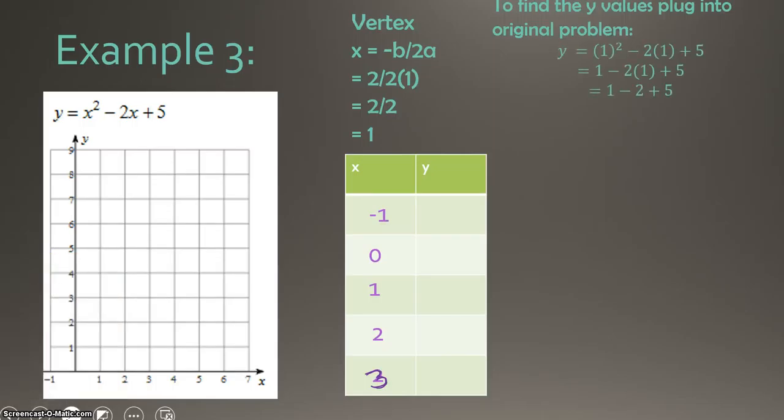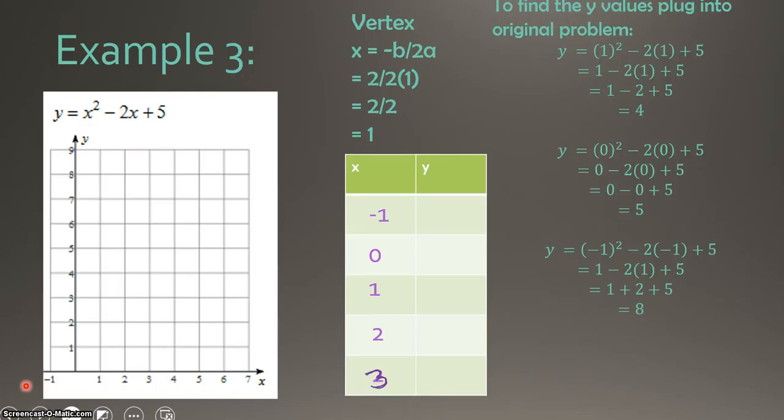So then I plug into my problem and simplify, and I get, for the vertex, when I plug in 1, I get 4, then when I plug in 0 and simplify I get 5, then when I plug in -1 and simplify I get 8. Now I can go back to my table and fill in those numbers and reflect it over the bottom half to get the other ones.